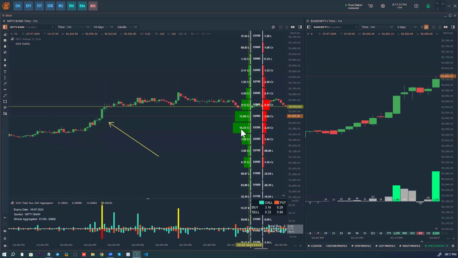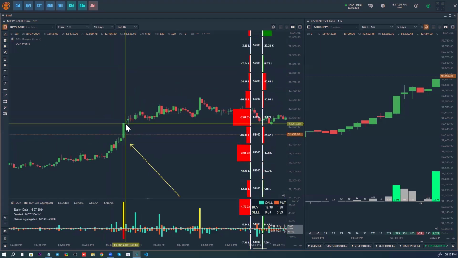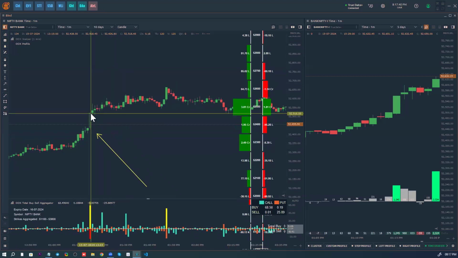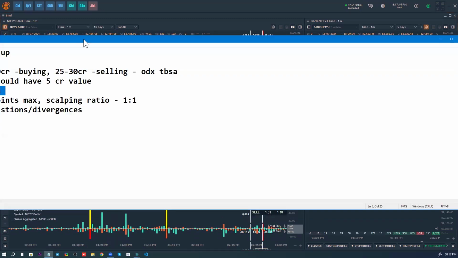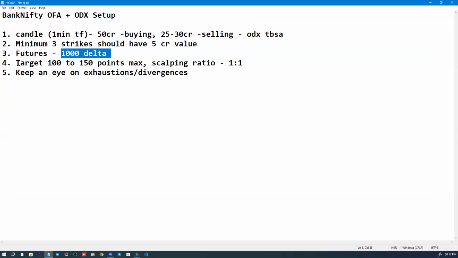As we can see, the data is also distributed. Not just one single strike has a big number, multiple strikes have big numbers. So here you will do a scalp. How will you scalp? Obviously 1:1. The strategy here is a 1:1 ratio. As I mentioned, the target here can be 100 to 150 points, maximum 150 points. You can go up to 200 as well, but because it is 1 minute data, we prefer 150 maximum.